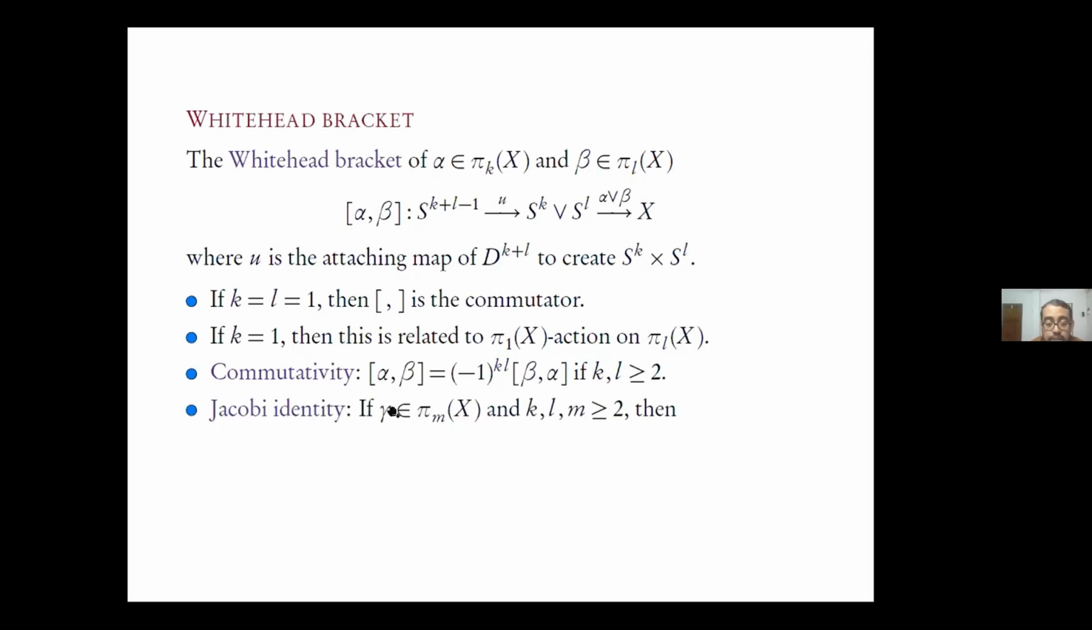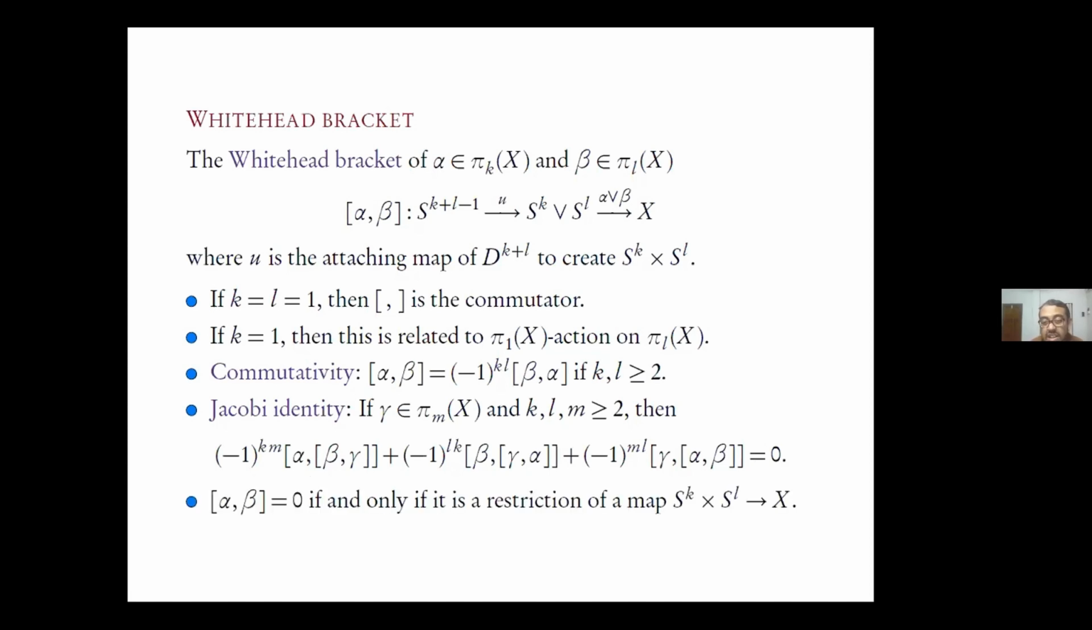So there's a Jacobi identity as well. So if gamma belongs to pi m of X and alpha, beta are chosen as here, then you have this thing, which is the graded Jacobi identity, right? So this is the graded commutativity, and this is the graded Jacobi identity. So you take all the cyclic ways of computing three things, and then you have to put some signs, and if you add them, it's 0. Okay.